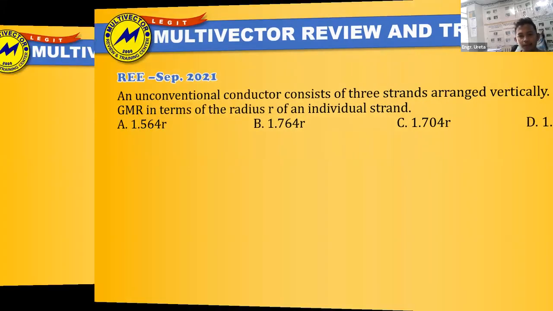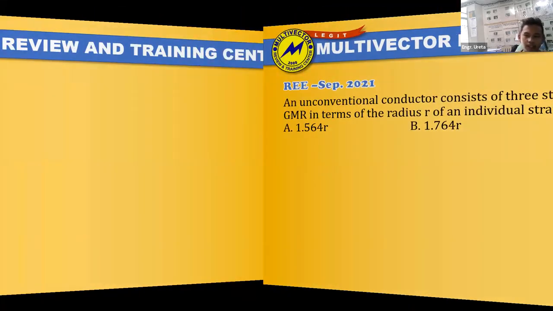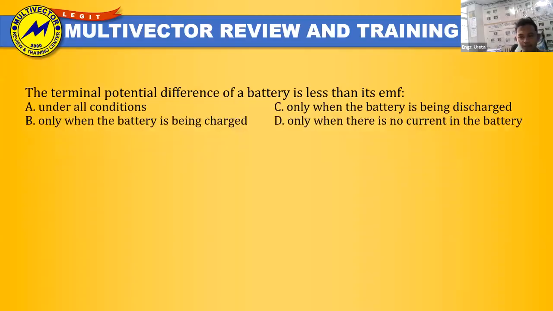Okay, next problem: the terminal potential difference of a battery is less than its EMF only when the battery is being discharged. So letter C. Pag sinabi natin battery is being discharged, connected siya sa load. So kapag connected sa load yung battery, less than yung ating terminal voltage, which is the potential difference ng battery, to its corresponding EMF, yung ating electromotive force dun sa ating battery. Okay, so next.